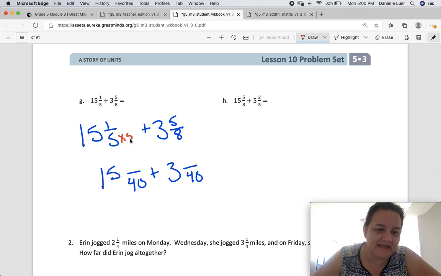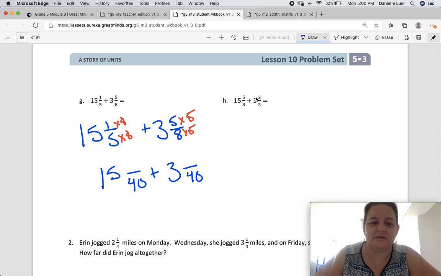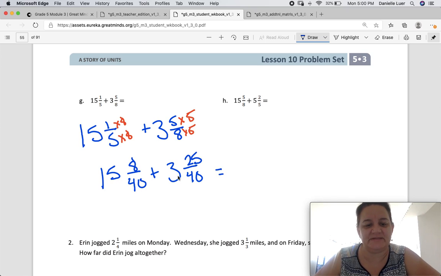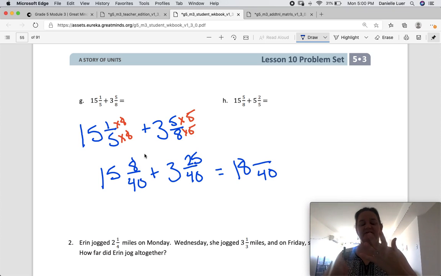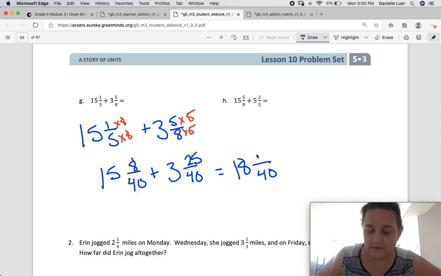So here I'm going to multiply this by 8, and that I'm going to multiply by 8, and this I'm going to multiply by 5, and that I'm going to multiply by 5. And then my new answer will be 8 over 40, and here it will be 25 over 40. Now I can add across. 15 plus 3 is 15, 16, 17, 18. And then 40 is my denominator. 25 plus 8, well, 25, 26, 27, 28, 29, 30, 31, 32, 33. Okay, 18 and 33/40. That's the answer for G.